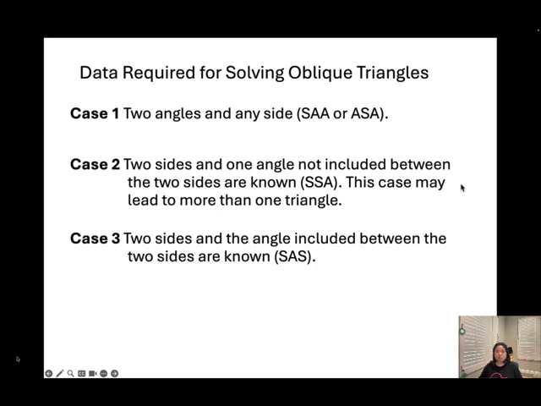Case 3: we have SAS, side-angle-side, and the angle has to be in between the two sides. Case 4: three sides are known, SSS. If you know all three sides, you should be able to find angle A, angle B, and angle C.